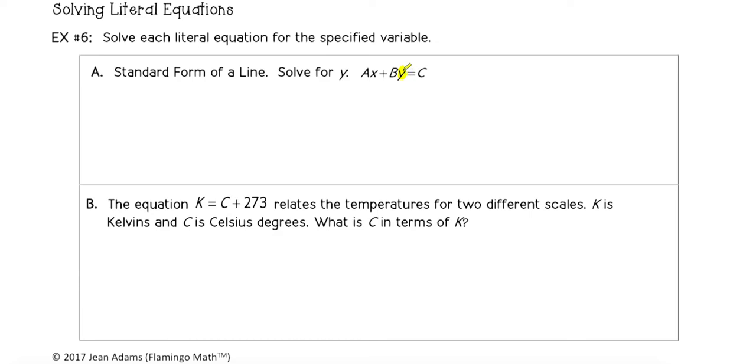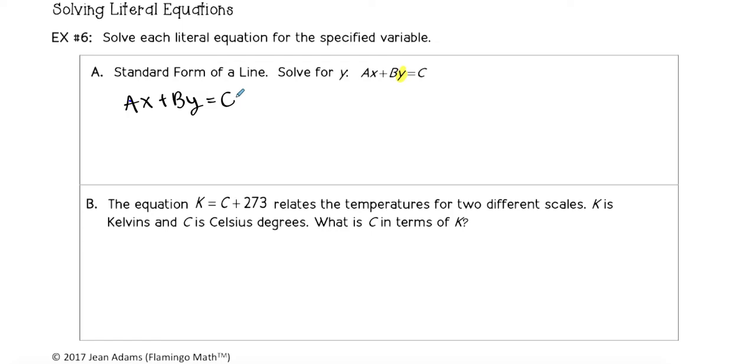I want to get this guy by itself. All right, again, this is just a regular equation. It's nothing too difficult, nothing we don't know how to handle. So let's go ahead. I'm going to rewrite it over here. So we have ax plus by equals c.